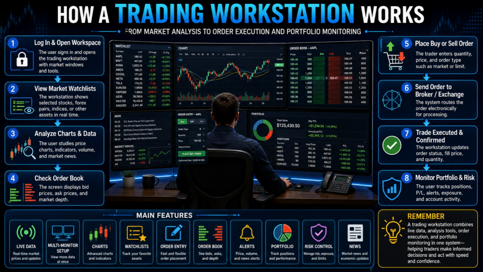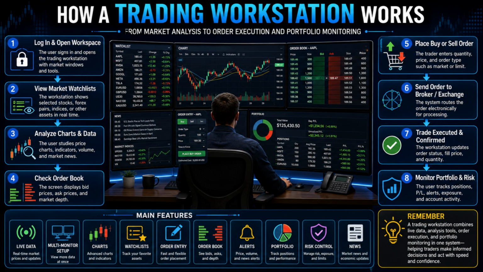First, the user logs in and opens the trading workspace. As soon as access is granted, the workstation loads market windows, trading panels, and analysis tools. This gives the trader a central place to monitor financial markets and prepare for trading activity.